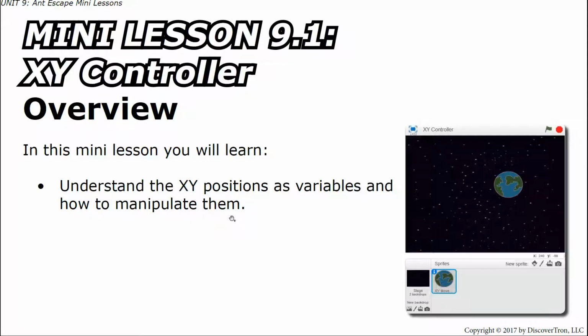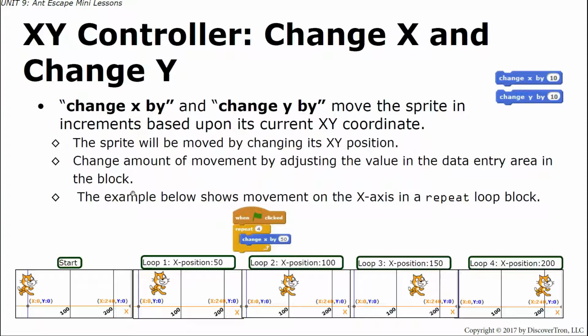Let's look at what we're going to learn here, which I kind of gave an explanation of, but this is the formal learning objective: we're going to understand the XY positions as variables and how to manipulate them. Whenever we're manipulating the XY variables, there's a lot of different ways to do so. We're going to be using a block called change X and change Y by. What you'll do is change these values, the X and Y values, which are variables within the Scratch program, by a certain data input right here, which in this case is 10 for each one of those.